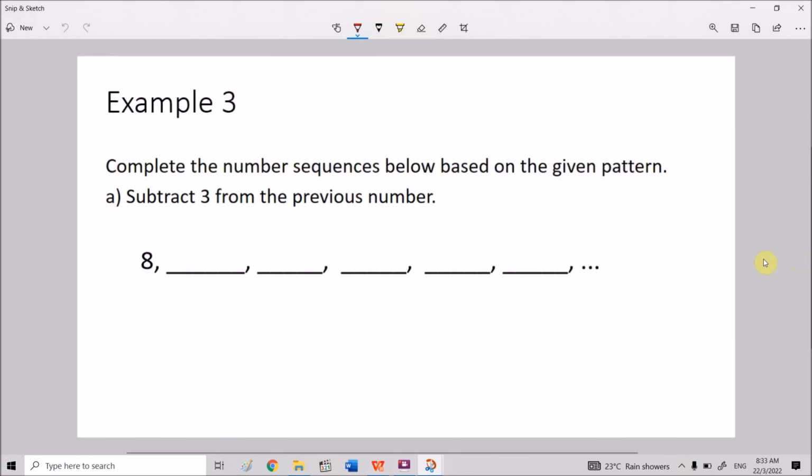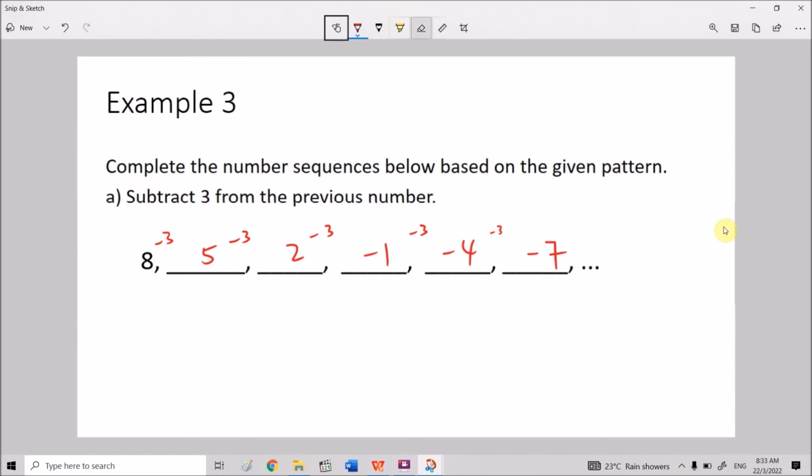Okay, in the next example, we try to complete the number sequence based on a given pattern in the form of words. So this time, the pattern is given, so you don't have to find the pattern. You only have to fill in the values. Subtract 3 from the previous number. Given 8 here, you need to subtract 3. So 8 minus 3 is 5, 5 minus 3 is 2, 2 minus 3 is negative 1, and so on. Minus 3 is negative 4, minus 3 is negative 7. Of course, when you're writing the answers, you don't have to show the minus. You only have to write the answer.